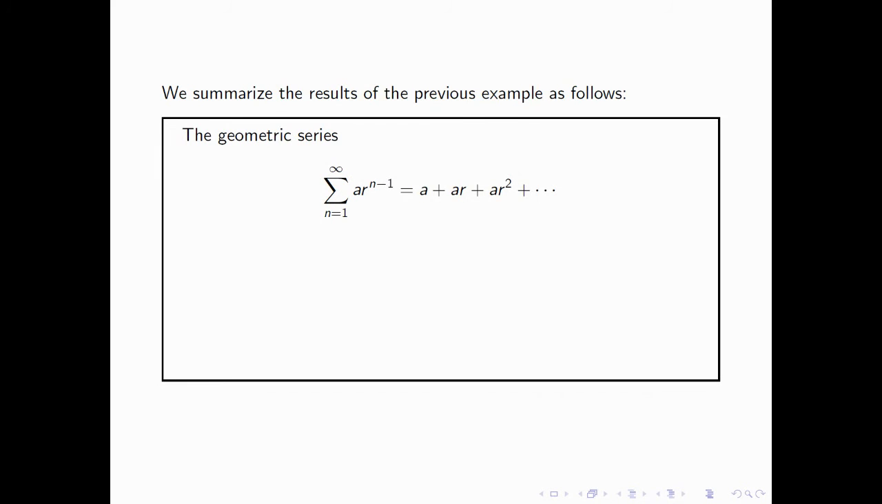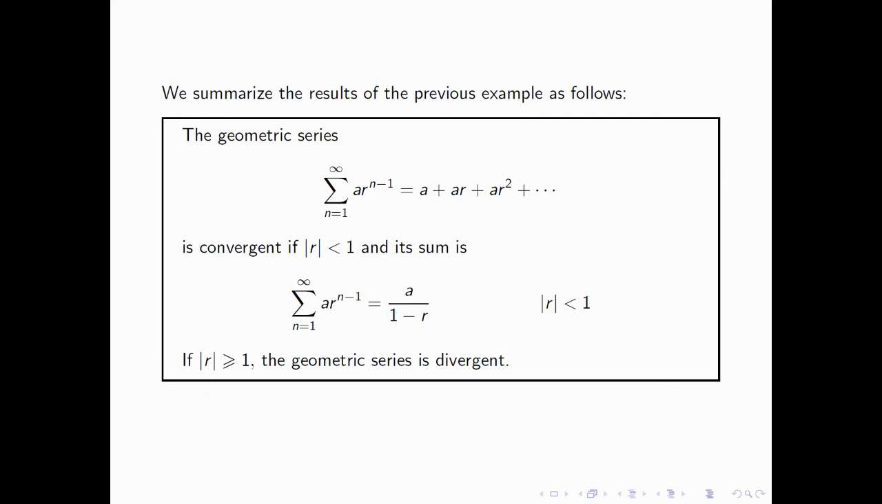We summarize the result as follows. The geometric series, the series from 1 to infinity of a r to the n minus 1, which is equal to a plus ar squared, and so on, is convergent if the absolute value of r is less than 1, and its sum is given by this expression a divided by 1 minus r. And that a, remember, is the first term in the series. And remember that r is the common ratio. If the absolute value of r is greater than or equal to 1, then the geometric series is divergent.